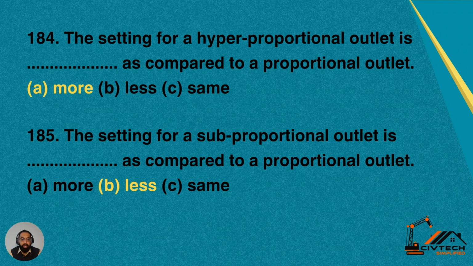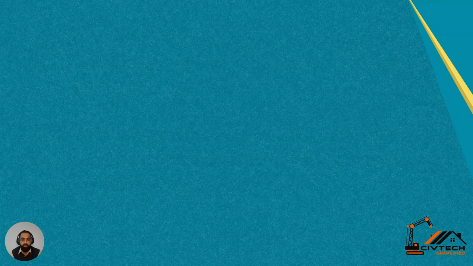185. The setting for a sub-proportional outlet is dash as compared to proportional outlet. Option A is more, option B is less and option C is same. So here the answer is less. जब सब proportional outlet को आप कंपेयर करेंगे proportional से, तो उसकी setting आपको कम रखनी है proportional के रिस्पेक्ट से. B is the correct answer for this question.